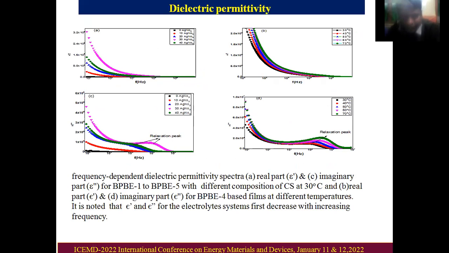Dielectric permittivity. The first figure shows the real part. The second figure B also shows the real part, and C and D show the imaginary part of the biopolymer based film at different temperatures. It is noted that epsilon double dash of the electrolyte system first decreases with increasing frequency.